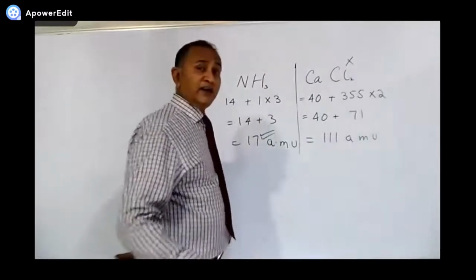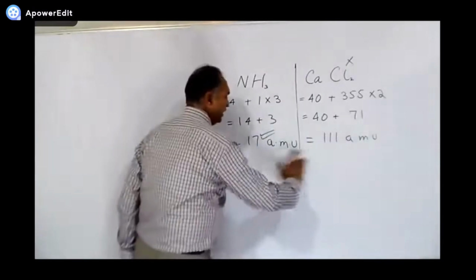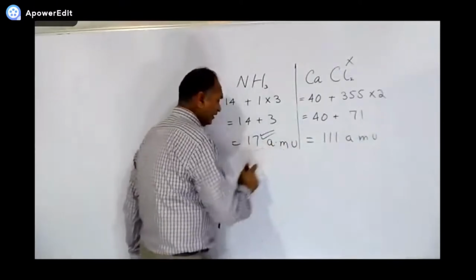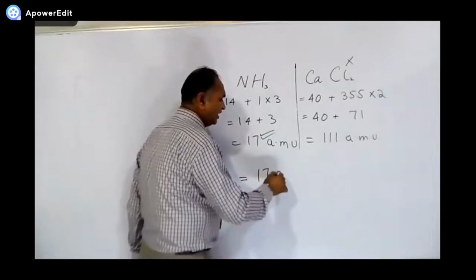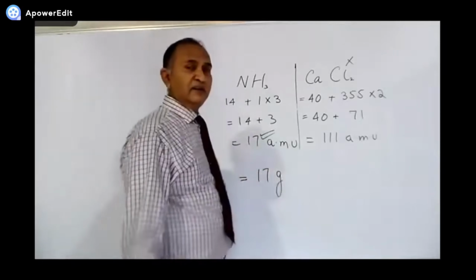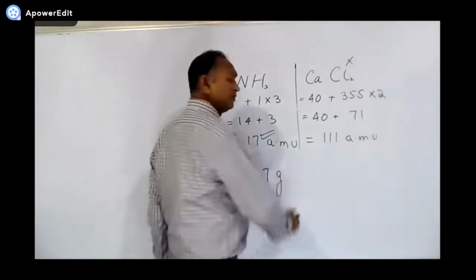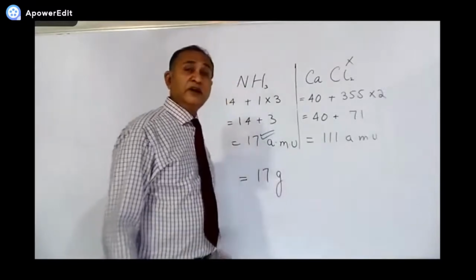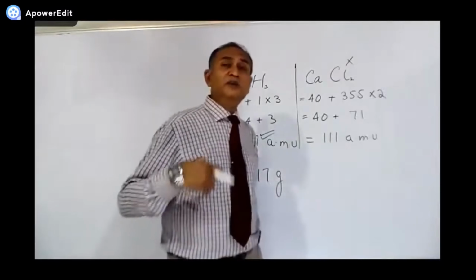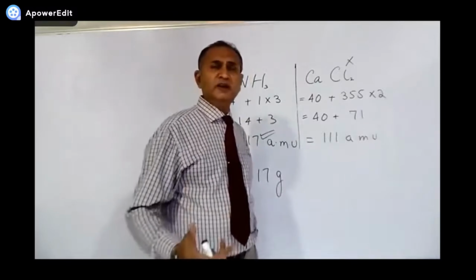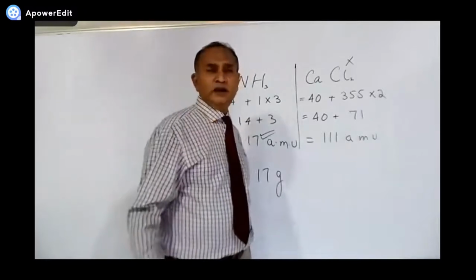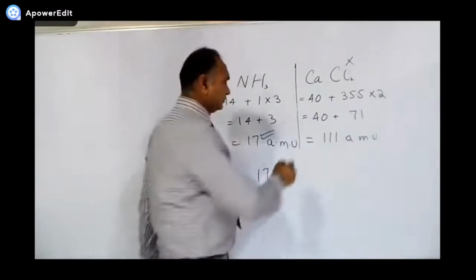And finally, after this, instead of writing AMU, if I write G, I am representing its mass in grams. Then it will be called gram molecular mass, or simply the new terminology, molar mass.